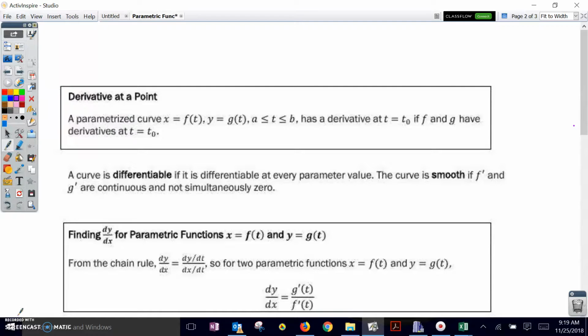A parametric curve is considered differentiable if it's differentiable at every parameter value. In other words, can I find the value of the derivative at every parameter value? And the curve is smooth if both f prime and g prime are continuous and are not simultaneously equal to 0.